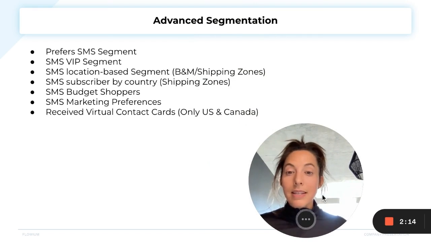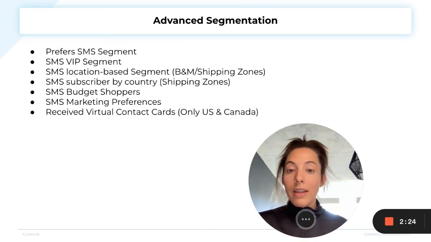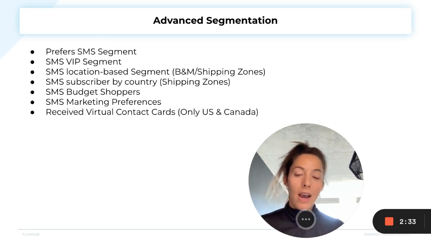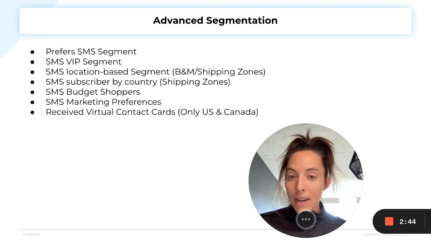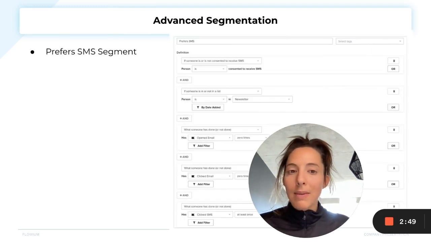Okay, this is advanced segmentation. So we're going to look at prefers SMS segment, SMS VIP segment, SMS location-based segment. This is great for brick and mortar and shipping zones. SMS subscriber by country, also great for shipping zones, depending on ship rates and whatnot. SMS budget shoppers, SMS marketing preferences, and received virtual contact cards, only available in the US and Canada. Let's get into it. Okay, so the prefers SMS segment.